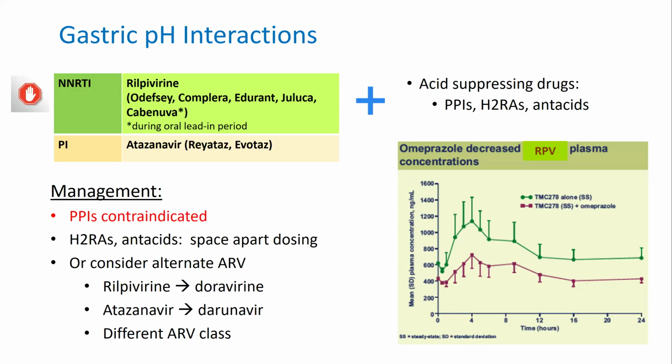Sometimes these can be managed with spacing drugs apart, or you can consider substituting with an alternate antiretroviral either within the same class or a different class altogether. So for instance, instead of rilpivirine, you can go to doravirine, or atazanavir to darunavir, or switching to something else altogether like a second-generation INSTI.